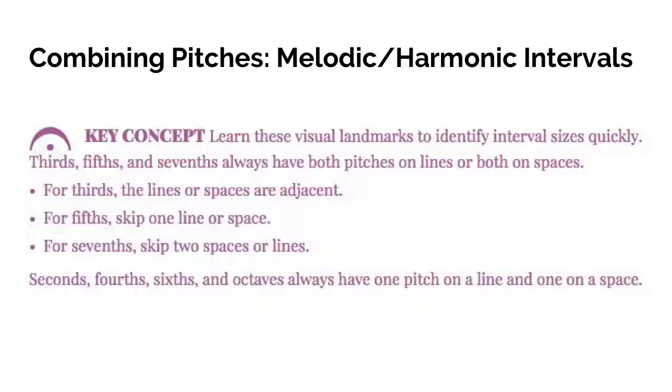Here is a key concept. Learn these visual landmarks to identify interval sizes quickly. Thirds, fifths, and sevenths always have both pitches on lines or both on spaces. For thirds, the lines or spaces are adjacent. For fifths, skip one line or space. For sevenths, skip two lines or spaces. And seconds, fourths, sixths, and octaves always have one pitch on a line and one on a space.